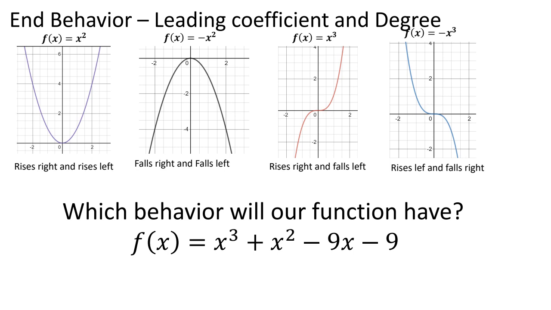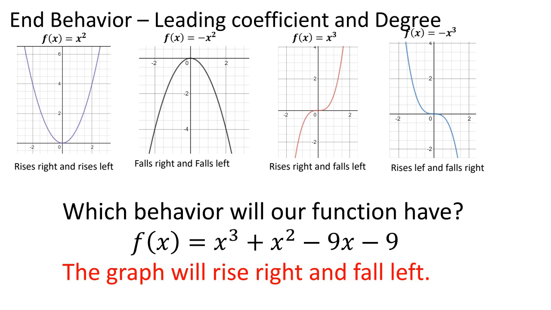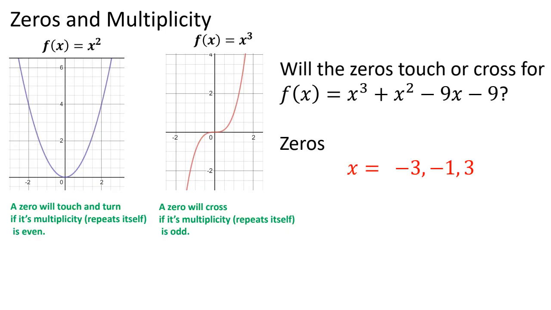In our function, hopefully we see that since our degree is 3, and 3 is an odd number, this is an odd function. And since our leading coefficient is a positive 1, the answer for this one is going to be this one, right? It's going to rise on the right and fall on the left. Okay, so now that I know my end behavior, what I can do is use my zeros to plot them.